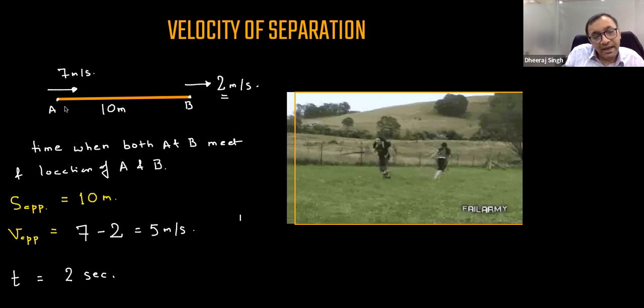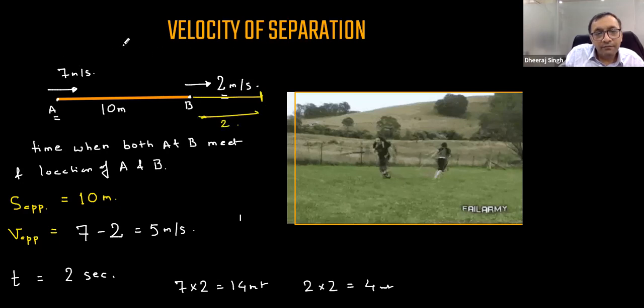Now, how much distance A would have traveled? A would have traveled 7 into 2, 14 meters. B would have traveled 2 into 2, which is 4 meters. So they will meet somewhere here, where this distance is 4 and that distance is 14. This is 14, this is 4, sorry.